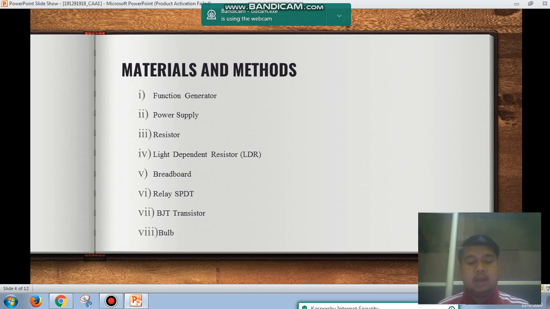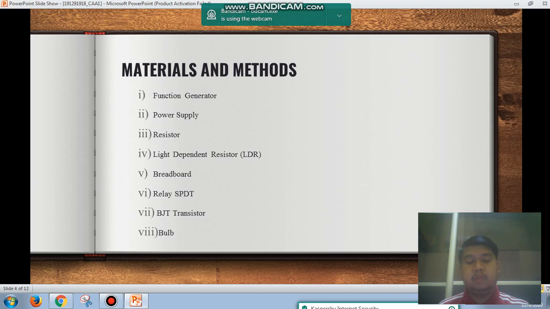Number 4. Light dependent resistor (LDR). An LDR is a component that has a variable resistance that changes with the light intensity that falls upon it. This allows them to be used in light sensitive circuits.